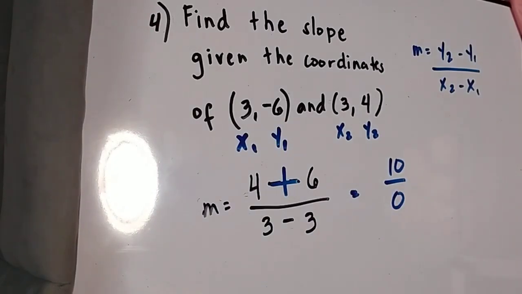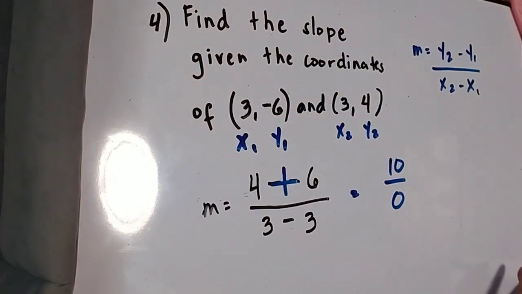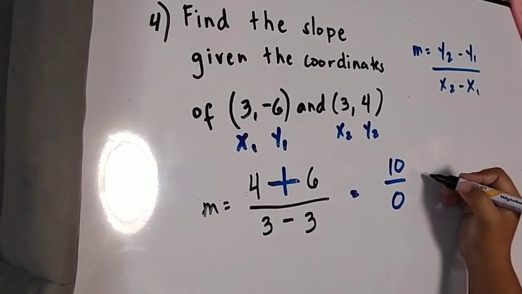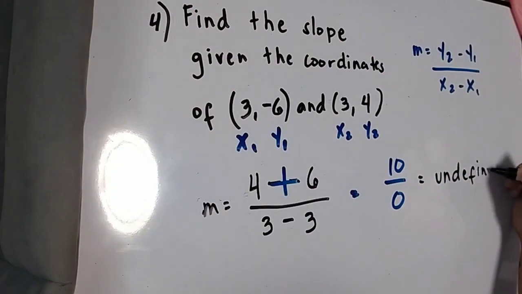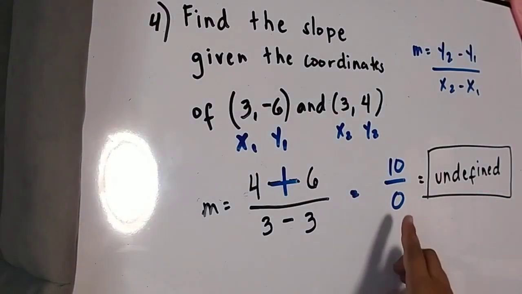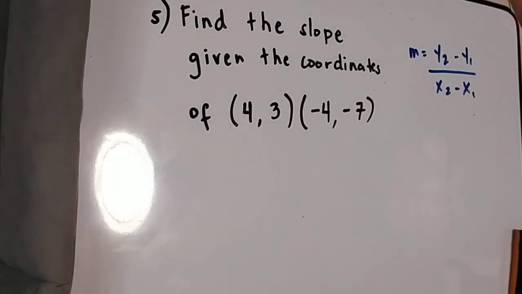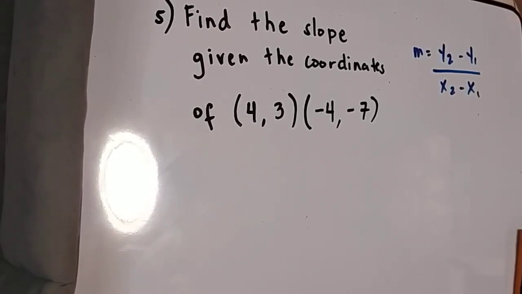Okay? Now, dun sa naunang example, di ba, kapag 0 yung numerator, ang final answer is 0. But this time, kapag yung 0 na yung nasa denominator, the answer will be undefined. Okay? Again, pag 0 yung denominator, the answer is undefined. Okay. Tandaan na, pag sa taas, 0. Pag sa baba, undefined. Next example, find the slope given the coordinates of (4, 3) and (negative 4, negative 7).